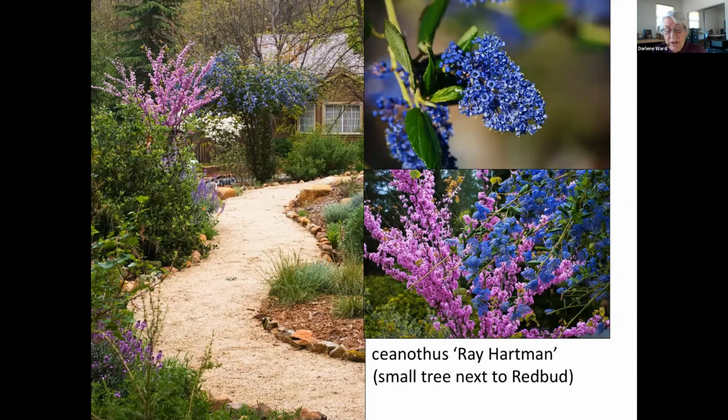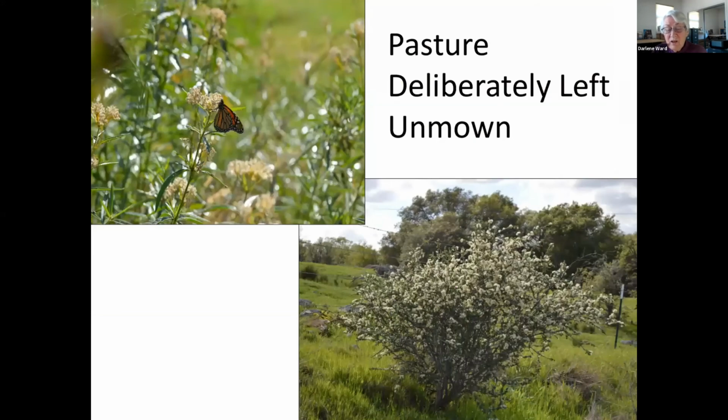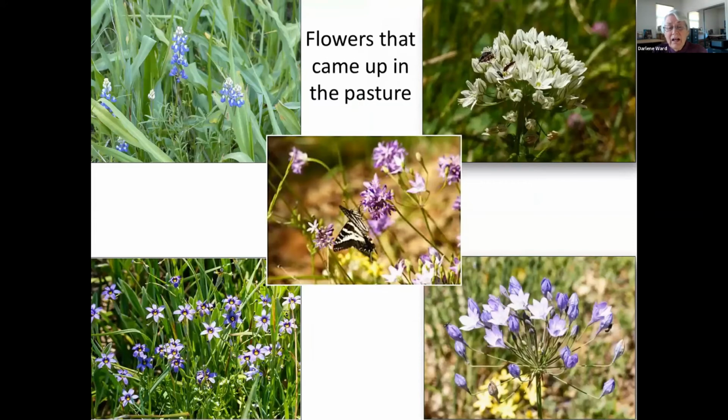The next view is another property. It's a larger property with a pasture. The master gardener used to mow regularly in early spring. She decided to let it grow and was amazed at what happened. She had native milkweed that bloomed and all kinds of flowers that came up. This included lupin, wild onion, ookow, blue-eyed grass, and wally basket. Rita.